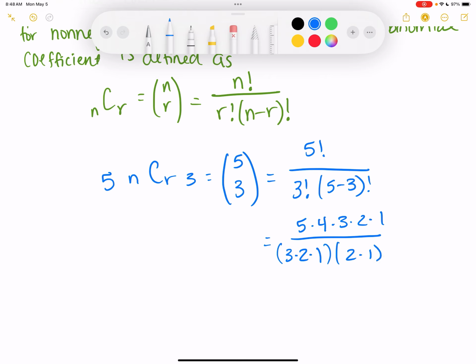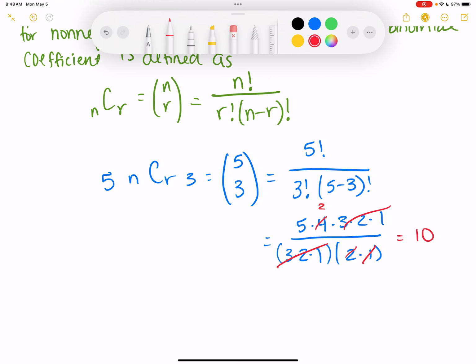Then what I can do is I can cancel things at this point, and so I can say, well, 3 times 2 times 1 cancels with that, 3 times 2 times 1. Then down here, well, I obviously don't really need the 1. Well, 2 and 4 can cancel, and that can give me 2, and so that would be equal to 10. So doing one piece at a time, I will get the same thing. If you didn't have a calculator, that would be how you'd have to do it.